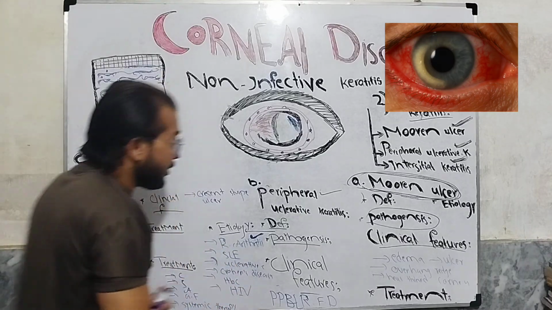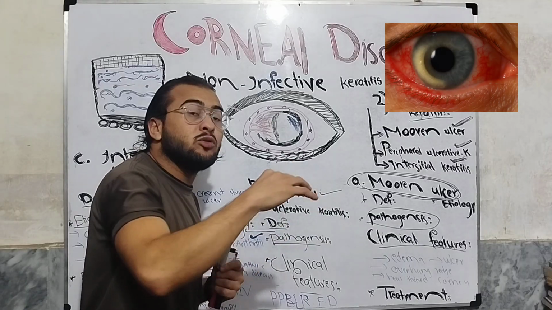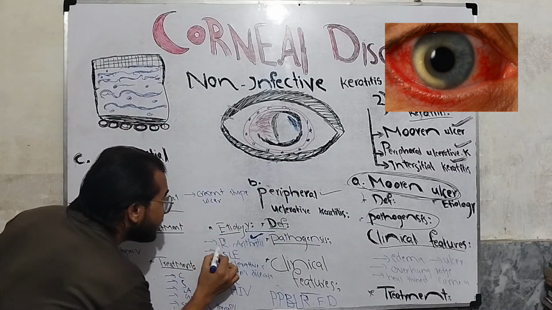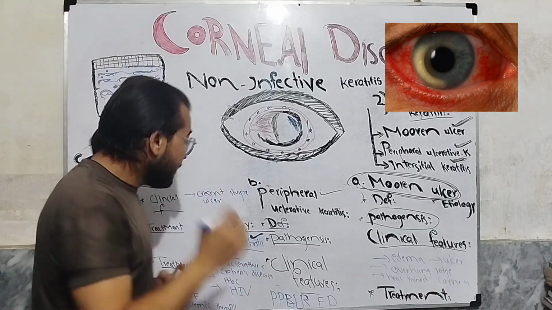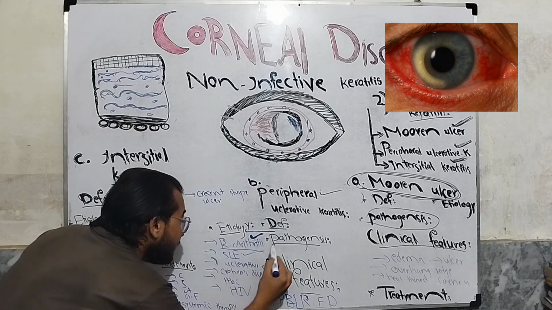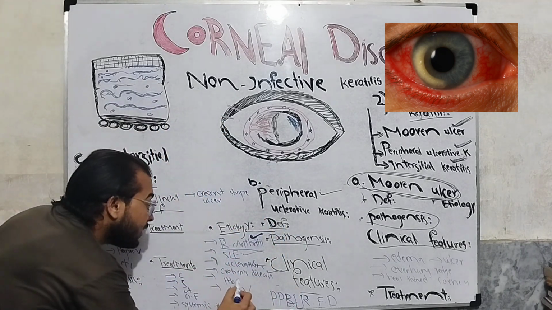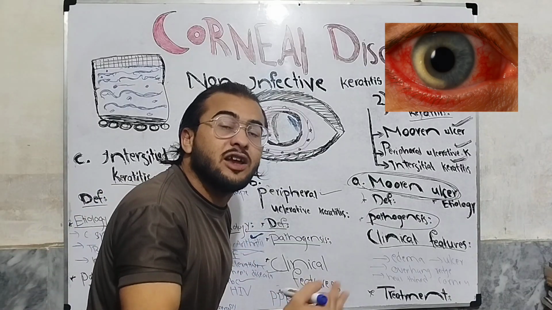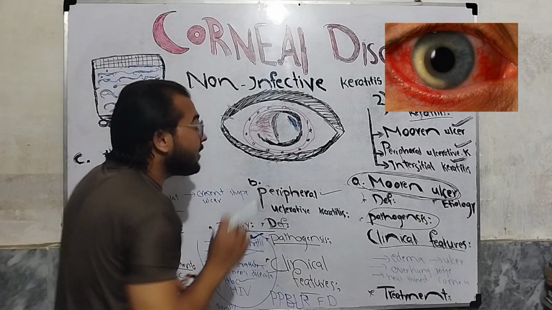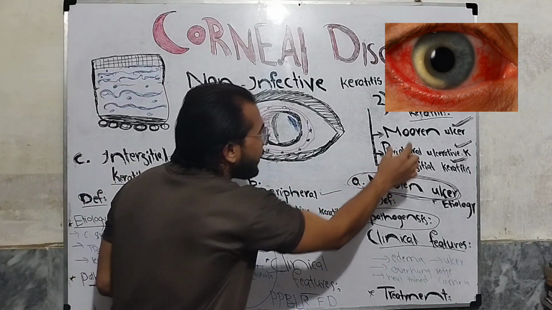So etiologies. There are multiple autoimmune conditions which can cause the peripheral ulcerative keratitis. The most common is rheumatoid arthritis, followed by systemic lupus erythematosus, ulcerative colitis, Crohn's disease, hepatitis C virus and HIV virus. So these are the common conditions which can cause peripheral ulcerative keratitis. The pathogenesis is the same as in Mooren's ulcer.